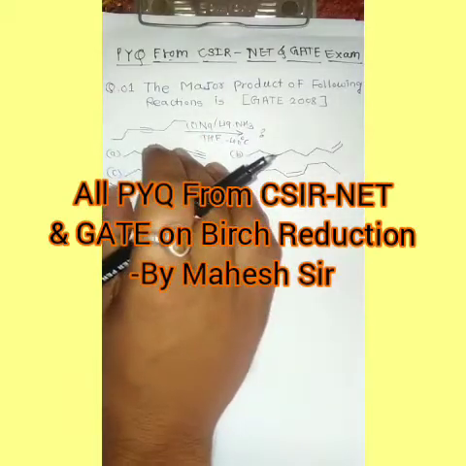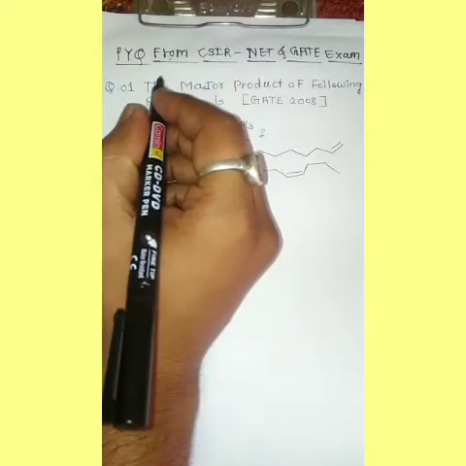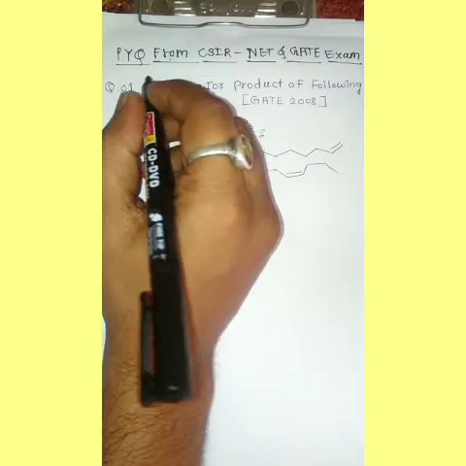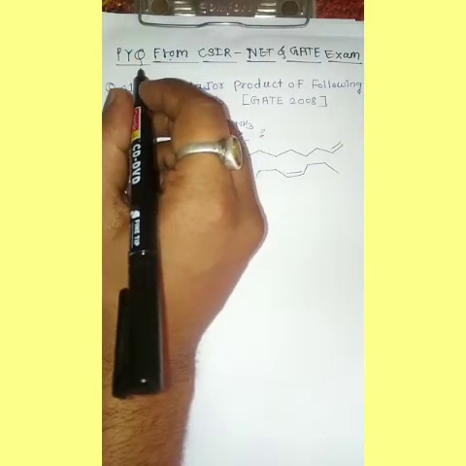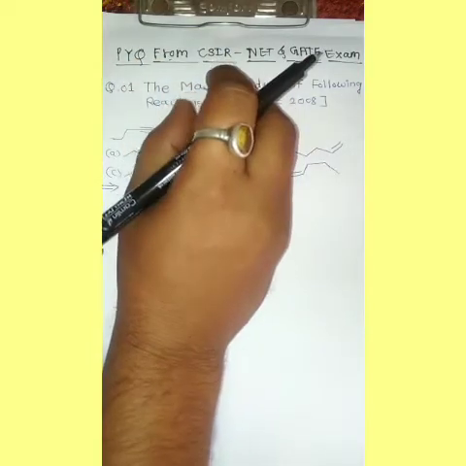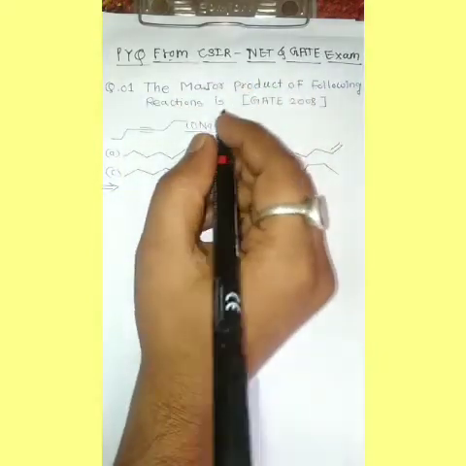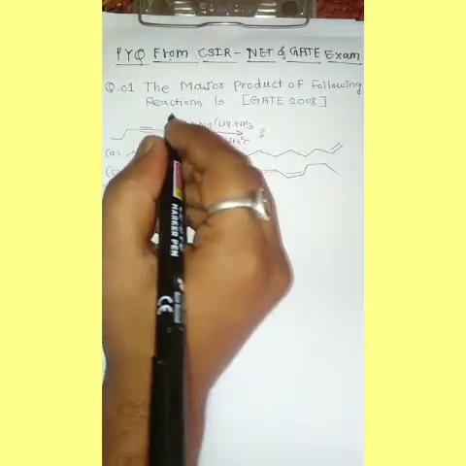Friends, welcome to the second lecture of the organic chem reaction series, in which today we discuss some previous year examples from the CSIR-NET and GATE exams on the Birch reduction. Now let's take the first example.